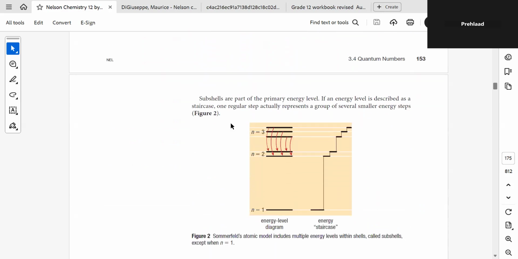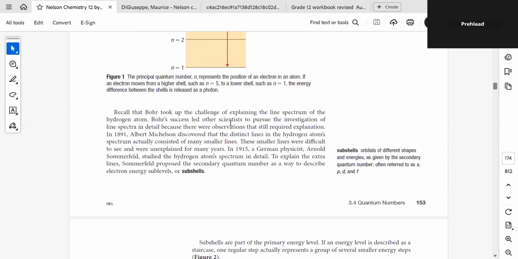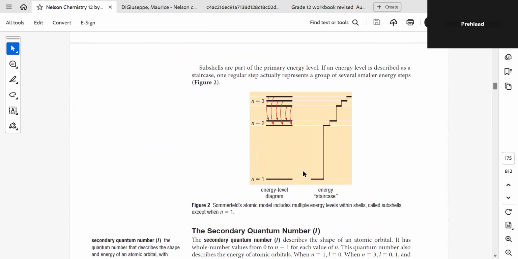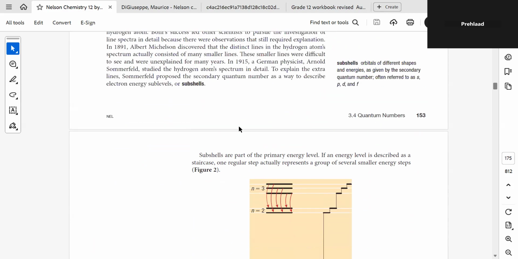Bohr was able to explain the concept of orbits based on the hydrogen atom spectra. So what was happening in that? When an electron absorbed energy, it used to jump to a higher orbital, and when it moved back to its original orbital, it used to emit energy, and that energy used to be represented by the line spectra.